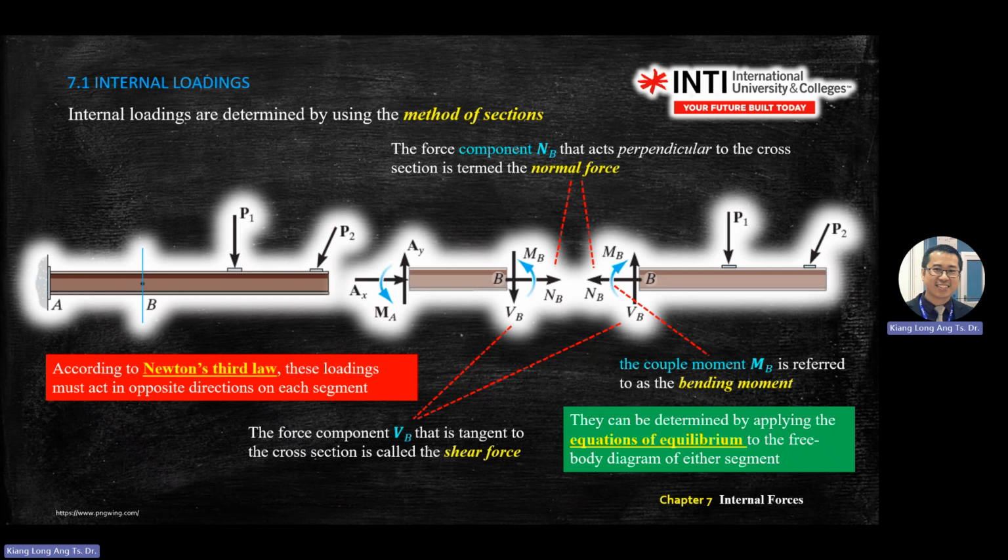If you understand this one, basically you already understand 50% of chapter 7. 50% means you already know what to do in this chapter. The other half is the diagram. The other half is the diagram.